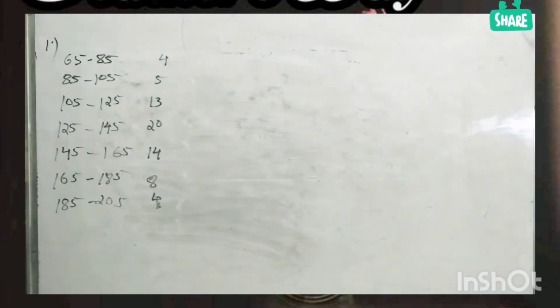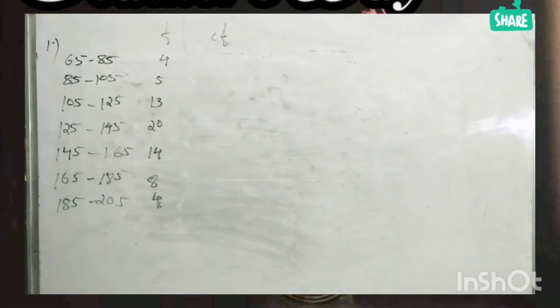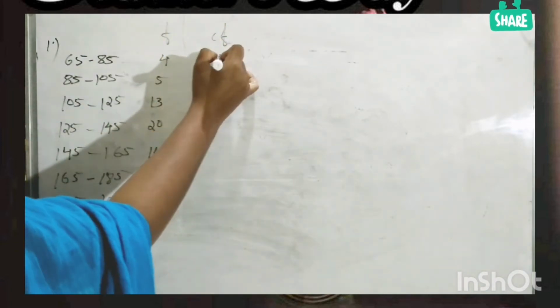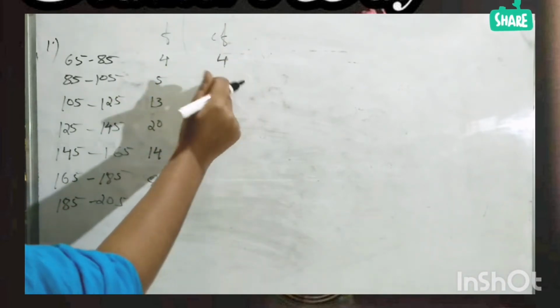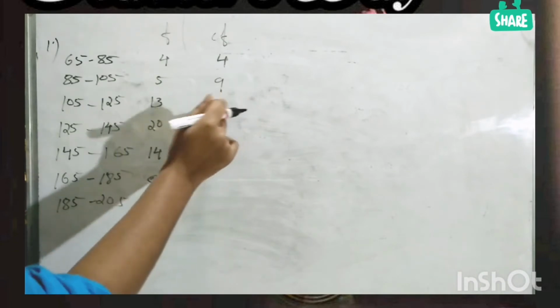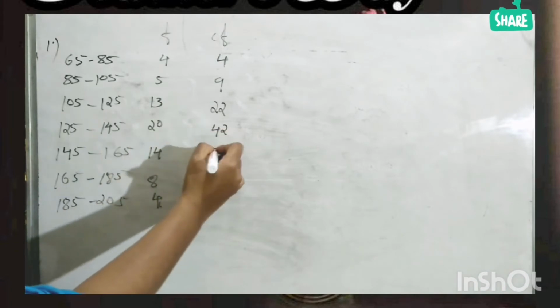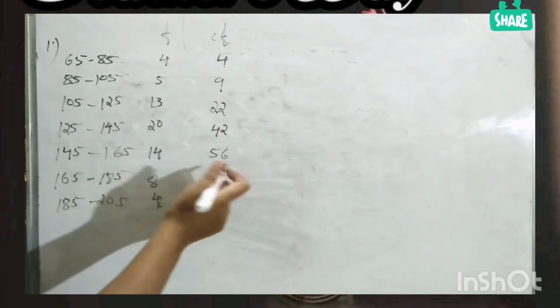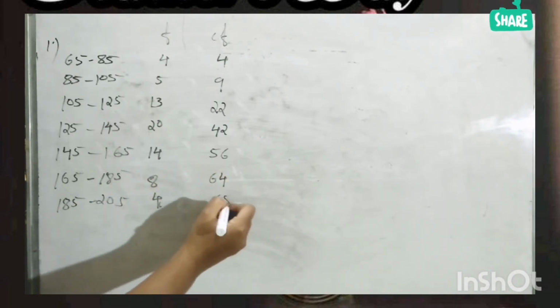Now for this question, first we are going to find out the median. If you want to find out the median, this is our frequency. In the next column, we need to find cumulative frequency, CF. So what is our CF? First value same. Then 5 plus 4, 9. 9 plus 13, 22. 22 plus 20, 42. 42 plus 14, 56. 56 plus 8, 64. 64 plus 4, 68.